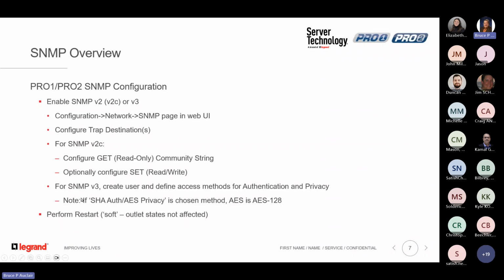One note is that if you choose SHA for authentication and AES for privacy, it's not mentioned anywhere in the Server Technology documentation. Literally nowhere that I've found. A good note is that in the case of AES, it's AES 128, not 256 or something else. Let's take a look at a PDU.